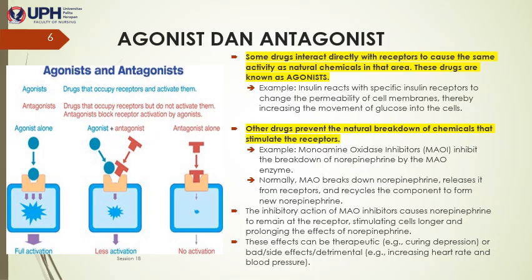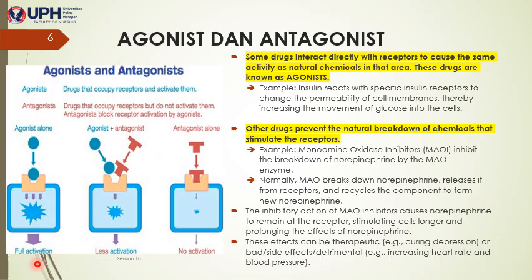Next, let's talk about the agonist and antagonist. An agonist is a drug that occupies receptors and then activates them. An antagonist is a drug that occupies receptors but does not activate them. And antagonists usually block the receptor activation by agonists.